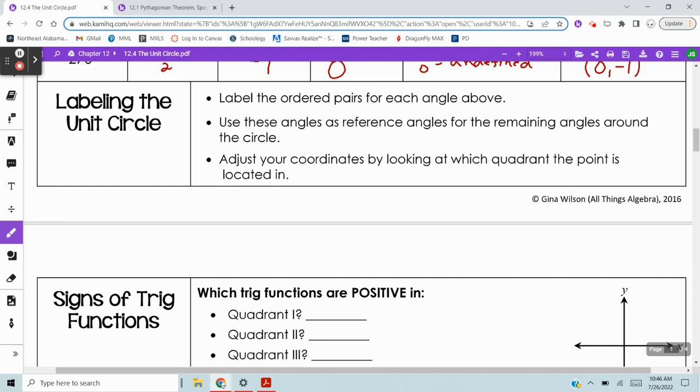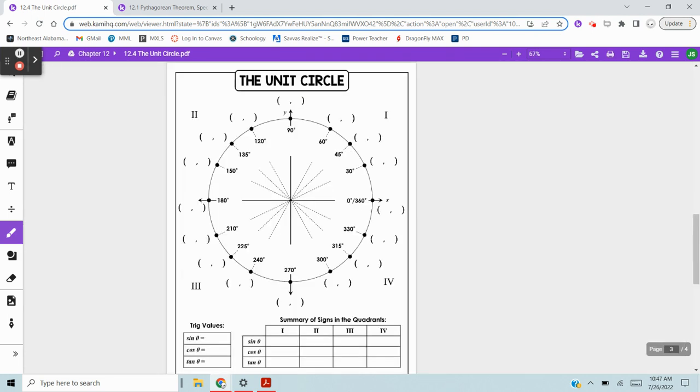We've got a full-page unit circle, and we're going to take those and translate them over into our unit circle. It says use these angles as reference angles for the remaining angles around the circle, and then adjust your coordinates by looking at which quadrant the point is located in. We'll talk about that as we go.